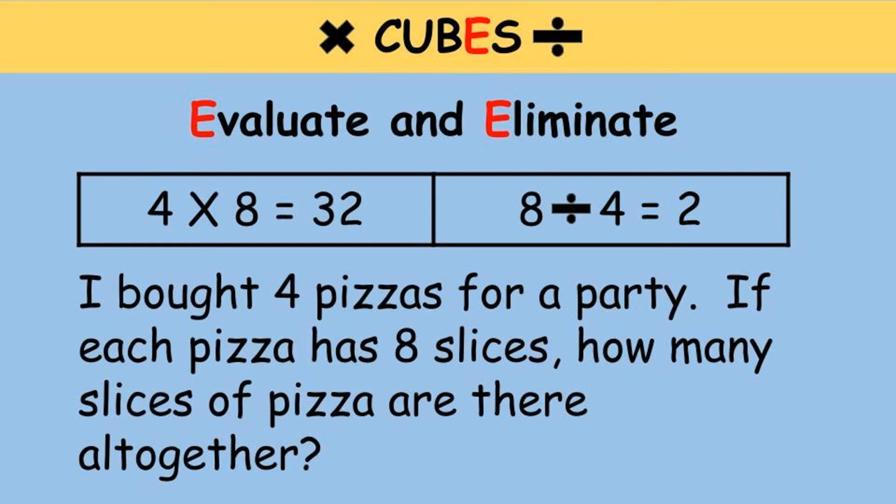I know that it doesn't make sense to divide since I started out with 8 slices for each pizza. 2 would mean that we ate some. That's not the case. We were trying to see how many slices that we bought. Now I'm going to eliminate the division equation. I put an X on the one I got rid of so I don't accidentally pick that answer later.